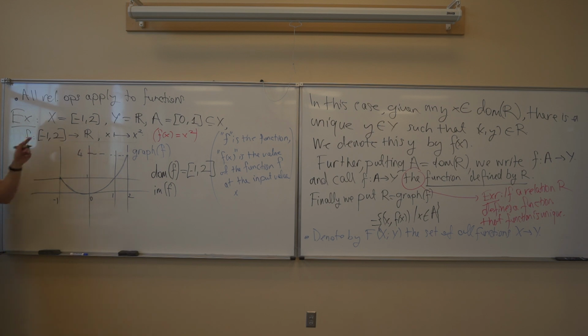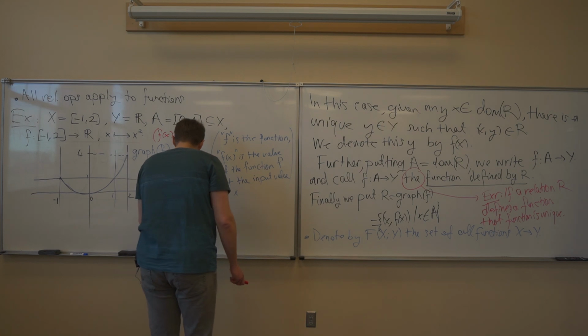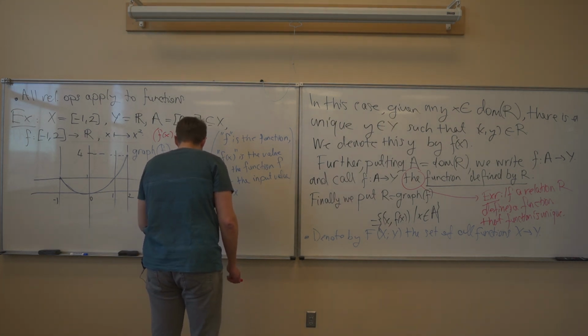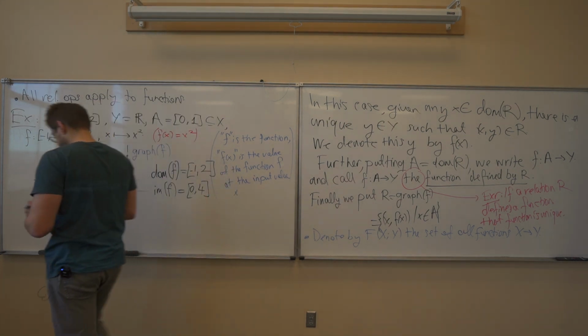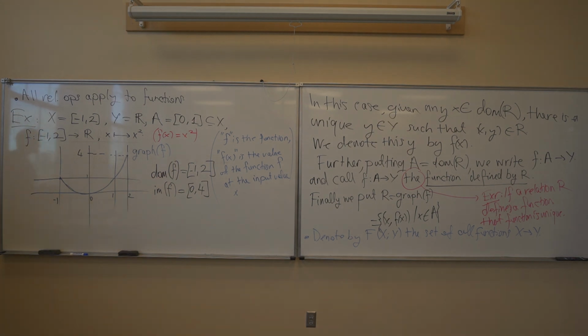Well, that means that if I were to use a horizontal line at height 5, let's say, I wouldn't be able to hit the graph of f, which means that 5 is not in the image. But certainly, any number between 0 and 4, 0 and 4 included, is in the image. And so the image of f is the closed interval from 0 to 4. Okay? Any questions about this?